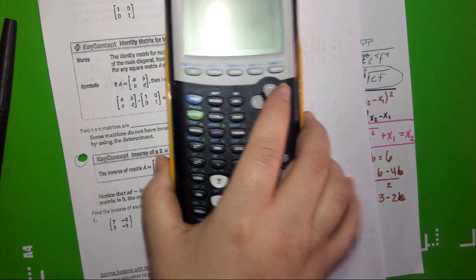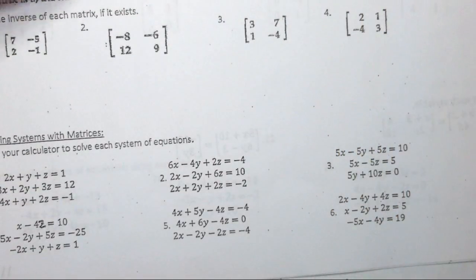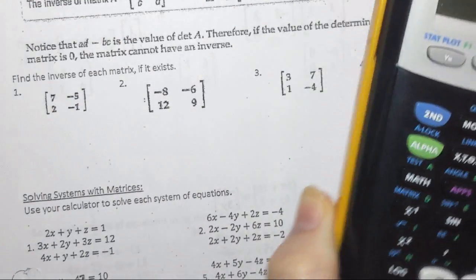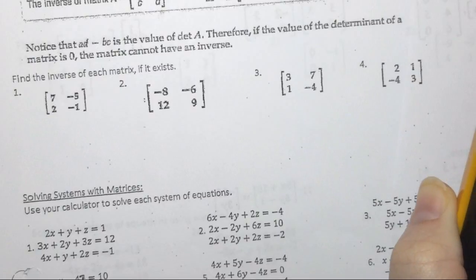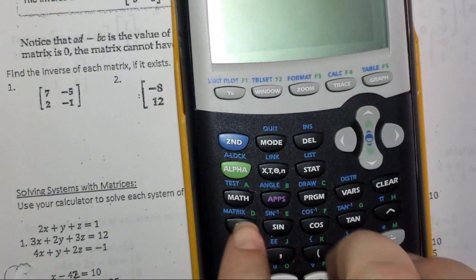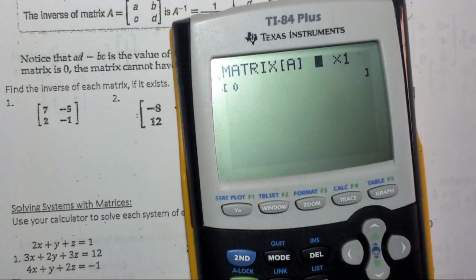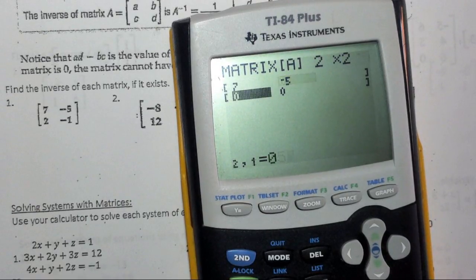Okay. So, there are 4 main problems today, and since we've already got the calculator on and hot and ready to roll, let's go ahead and type in these 4 problems. I'm going to type 1 into A, 2 into B, 3 into C, and 4 into D. So I'm trying to save us some time. I'm going to second matrix, edit, and type number 1 into A. So 2 by 2, 7, -5, 2, -1.